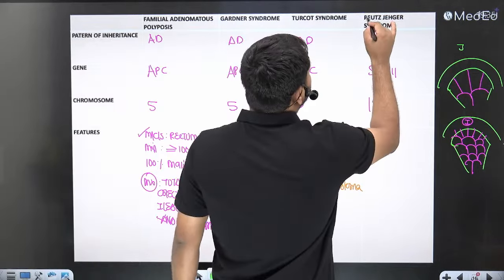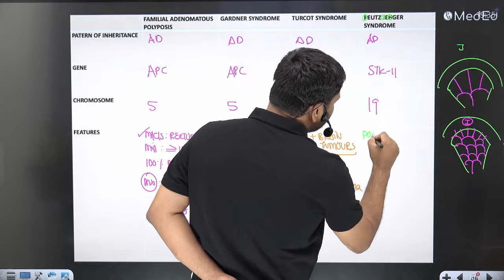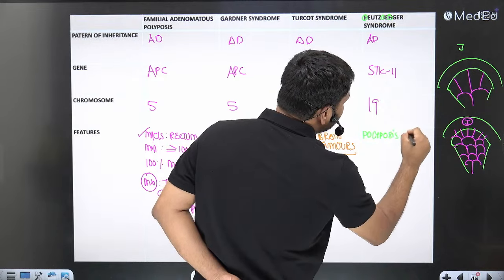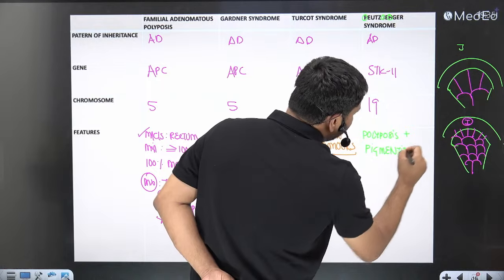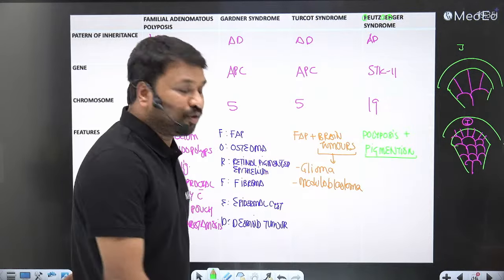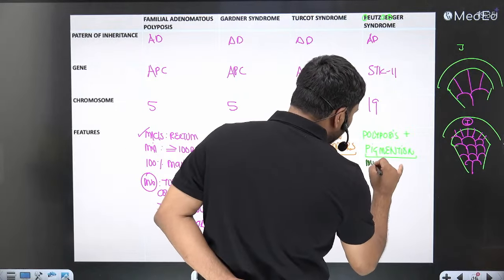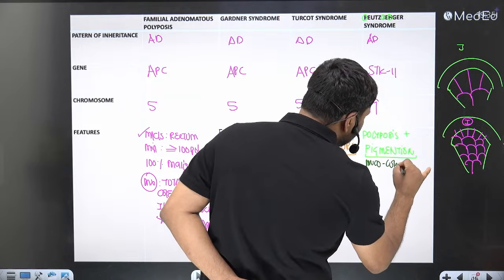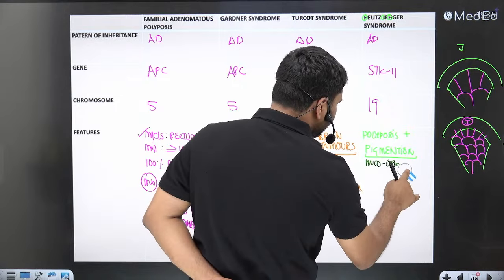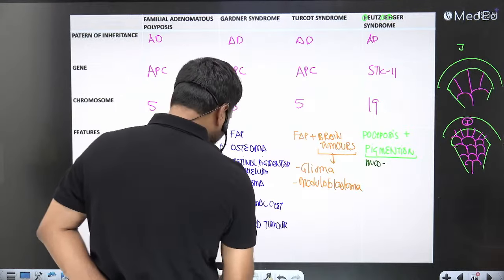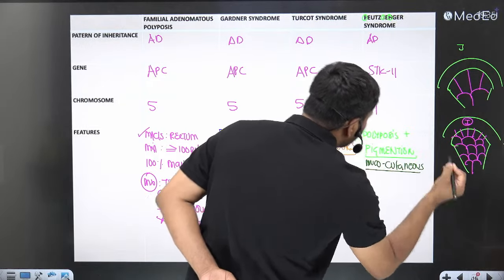Peutz-Jeghers syndrome. In Peutz-Jeghers, remember P, J, and H. What does this mean? P stands for polyposis with pigmentation. It's a disorder which is associated with polyposis and pigmentation. What type of pigmentation are we talking about? Here the pigmentation is going to be your mucocutaneous pigmentation.